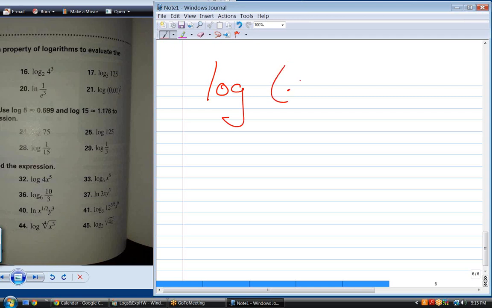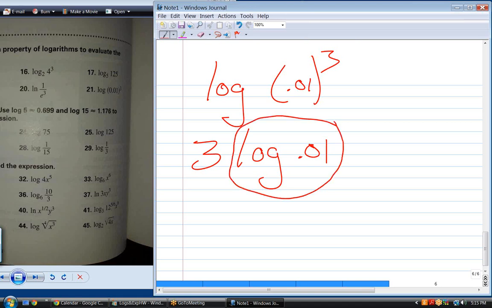Common log. That would be... So 3 log of 0.01. What is the log of 0.01? How else could I write that? Can I write that as 10 to some exponent? Couldn't you do square root?